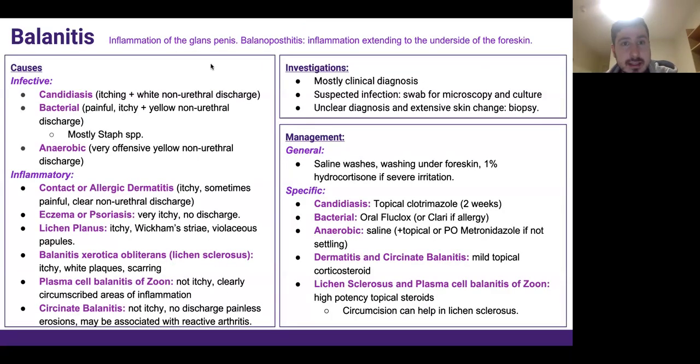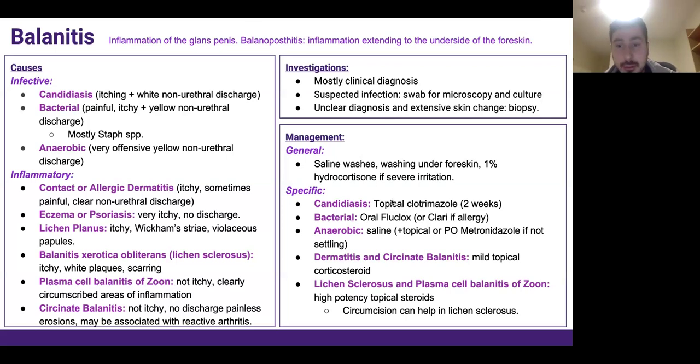Now, I'm just going to skim through this because it's unlikely to come up. So balanitis and balanoposthitis is inflammation of the glans penis. And if there's also inflammation on the underside of the foreskin, you say balanoposthitis. It can be infected with candida, bacteria, or anaerobes, or it can be inflammatory with skin conditions, lichen planus, or lichen sclerosus.